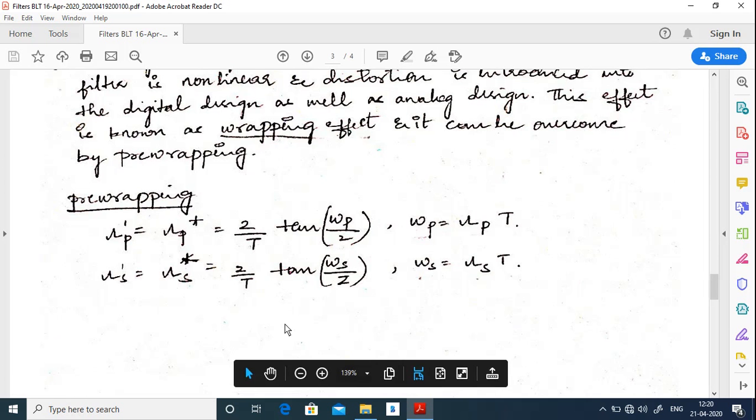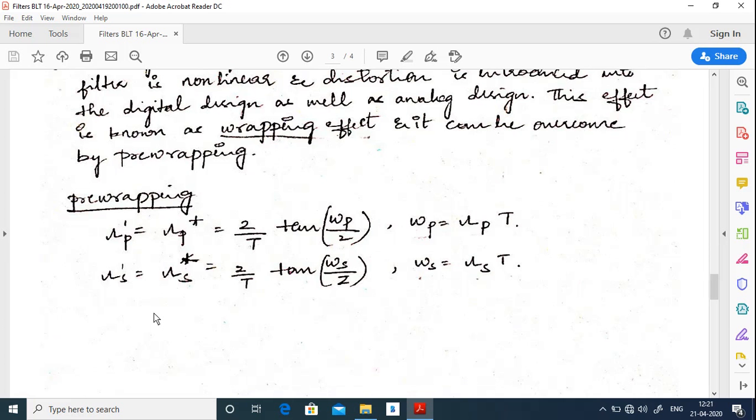Okay, in general, we used to find the order of the filter, right? Before that only you should do this step. That is, you need to pre-warp the frequencies. Why? Because we need to overcome the warping effect. Why do we need to overcome the warping effect? Because at higher frequencies, when analog omega is equal to digital omega, it has been observed that the filter will behave as if it is nonlinear in nature. As a result, distortion will be introduced both in digital design as well as analog design, which is known as the warping effect. It has to be overcome with the help of pre-warping.